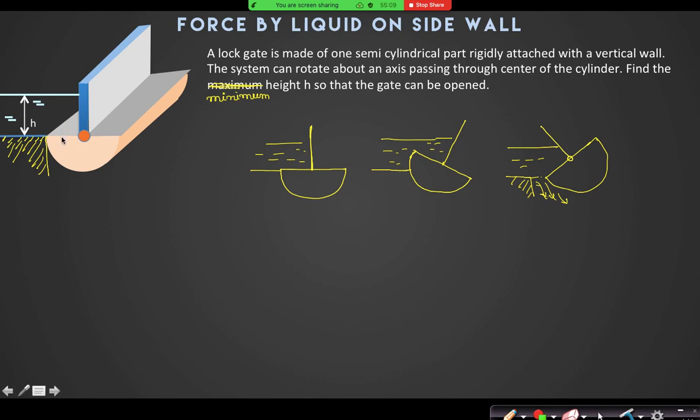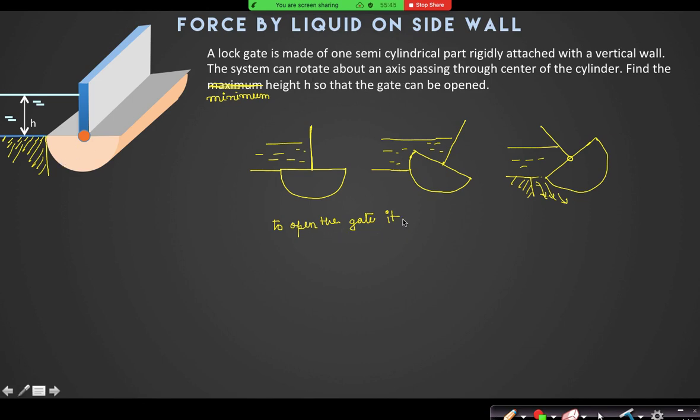Okay, so in order to open that door, open the gate, I have to check the torque about this axis. Yes or no? Yes. So, in order to open the gate, about which axis? The axis through the center, this red color, this is an axis through the center. It is given that it can rotate about that axis.